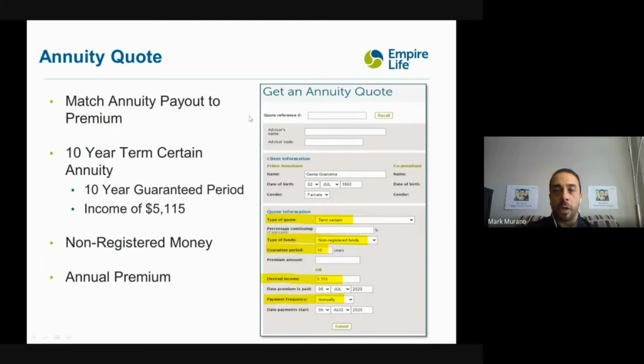This is a snippet of what it looks like. We input the client's name and date of birth. Grandma is the annuitant in this scenario, so that's her date of birth. We are purchasing a term certain annuity, so we just want it for a certain period of time. We're using non-reg funds. We're doing a 10-year guarantee, and I'm trying to match a desired income of $5,115. And of course, we have an annual pay, which will allow me to match the annual pay of the insurance contract. We would then press submit.